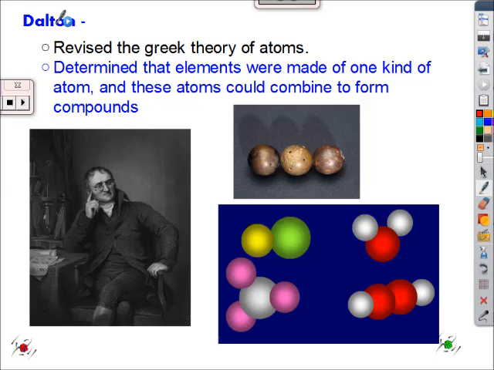Dalton is the first person really credited with this whole atomic theory and bringing things forward. He figured out that elements were made of one kind of atom, and atoms could combine. This is where the law of multiple proportions and law of definite proportions comes into play. They could combine to form compounds. And we're going to use these little ball and stick models in class that look kind of like Dalton's models. This is his model. Little wooden shapes that have little holes. You can poke them together and make different atoms. And that's what he thought atoms looked like.